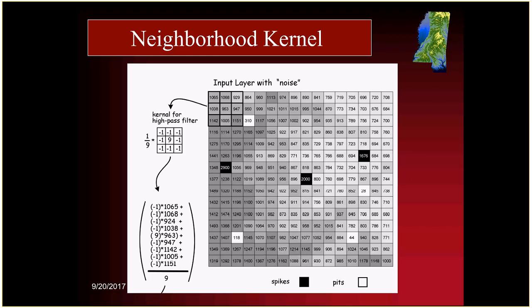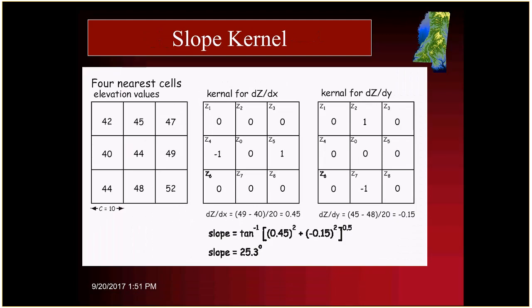So this is the slope kernel, and it's exactly like the two kernels before. It's actually two kernels. You calculate the slope change from east to west, and then you calculate the slope change from north to south. And you get, right here, the rise portion of the equation. So you can see 40 minus 49 is the rise portion of the equation from here to here. And then 45 minus 48 is the rise portion of the equation going north-south. And then finally, to get the run, you divide it by 20.